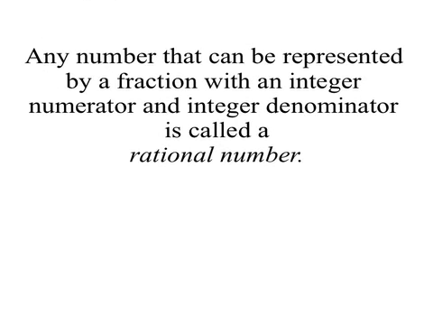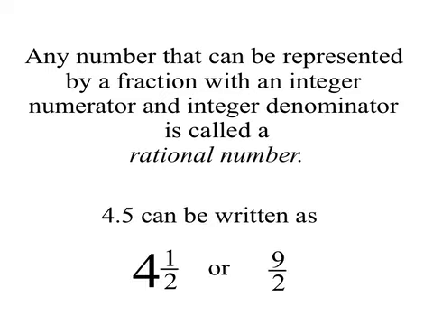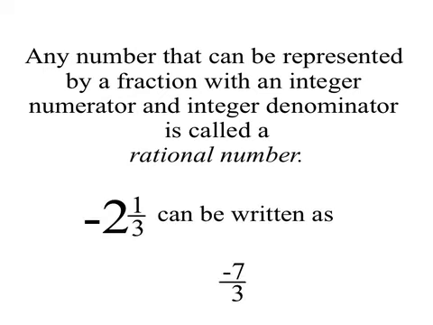Any number that can be represented by a fraction with an integer numerator and an integer denominator is called a rational number. Our first example, 4.5, can be written as 4½ which can then be written as 9/2. 9 is an integer, 2 is an integer, 9/2 is a fraction, so 4.5, since it can be written as a fraction with an integer numerator and denominator, is a rational number. So is -2 1/3, because it can be written as -7/3, which are both integers.